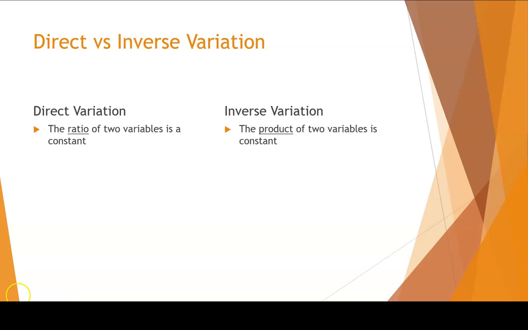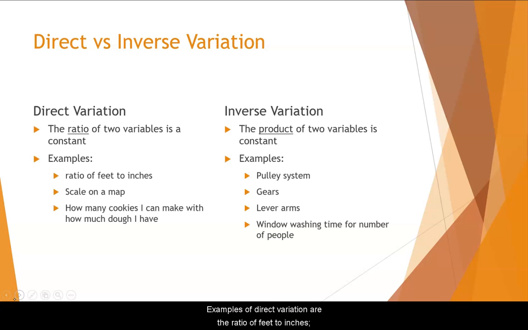Direct variation means that the ratio between two variables is a constant, and inverse variation means the product of two variables is a constant. So examples of direct variation are the ratio of feet to inches, that there's 12 inches for every 1 foot, a scale on a map, or how many cookies I can make with how much dough I have.